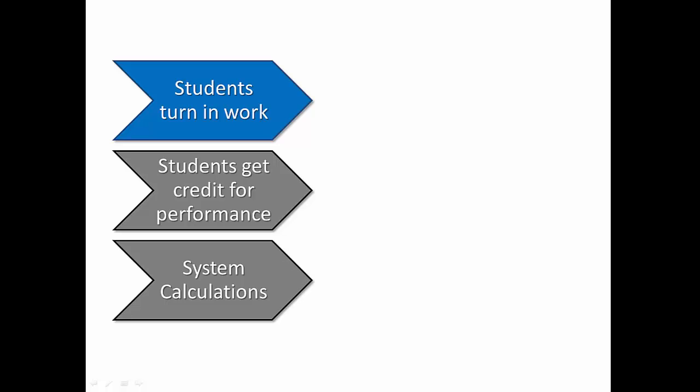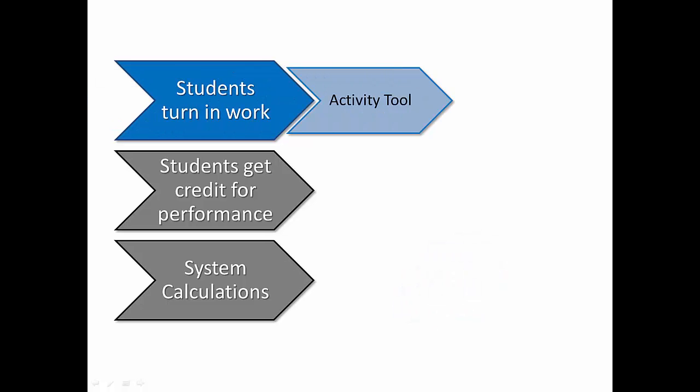The final record is not of student work, but of the results of grading that work. These are the system calculations within the Gradebook that are done automatically by the software based on the conditions you set.